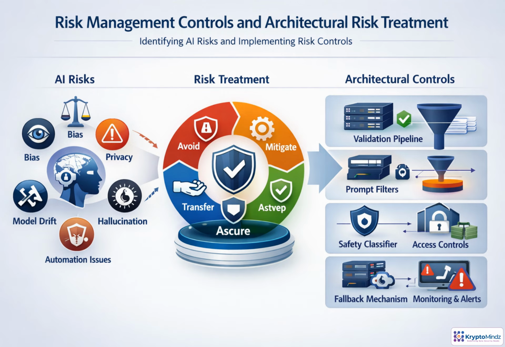Risk management becomes architectural when each AI risk turns into a design decision. Start by naming risks such as bias, privacy leakage, drift, hallucination, or unsafe automation. Then assess impact and likelihood. Choose a treatment. Avoid, mitigate, transfer, accept, or require more assurance. From there, implement controls such as validation pipelines, prompt filters, safety classifiers, access limits, fallbacks, and monitoring. What matters is traceability from risk statement to control, to test evidence, to live metrics.